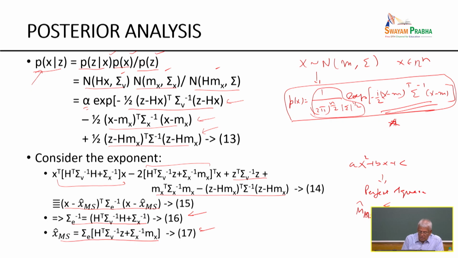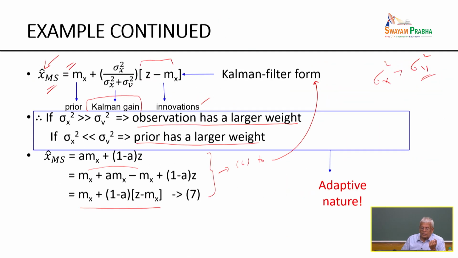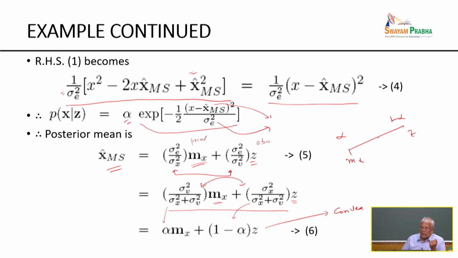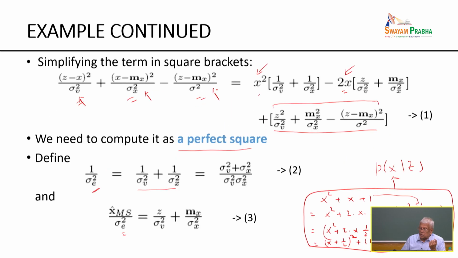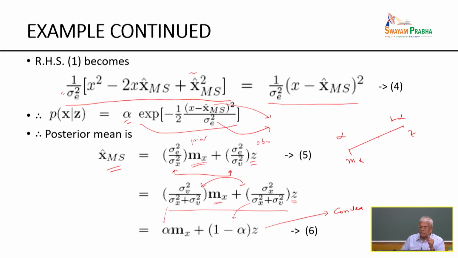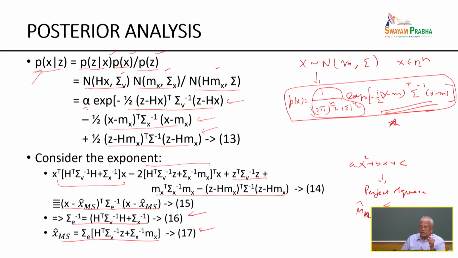So now you can readily see 17 is the quantity that I am really looking for. 17 is the quantity I am really looking for. And 16 and 17 are analogs of 2 and 3. So what is 2 and 3 for scalar? Or 16 and 17 for vector case.